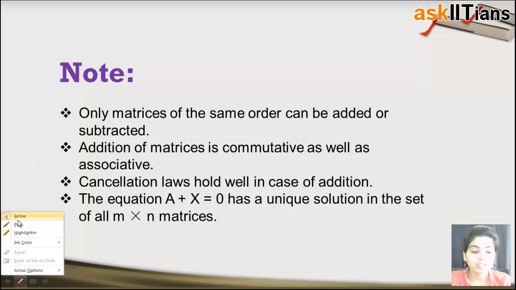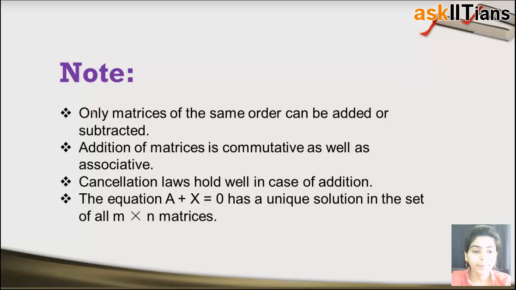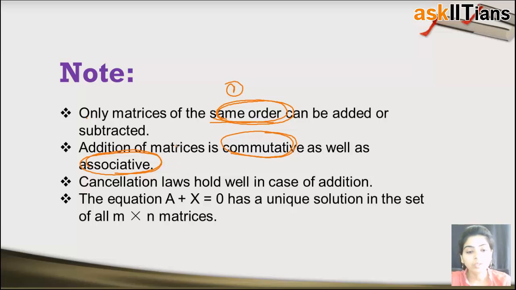So now I have listed some of the important properties over here that we have already discussed just now. See, only matrices of the same order, this is the most important thing that is very important to remember. You need to have matrices of the same order to be added or subtracted. Addition of matrices is commutative as well as associative. This we have discussed just now, that the addition of matrices is both commutative as well as associative.